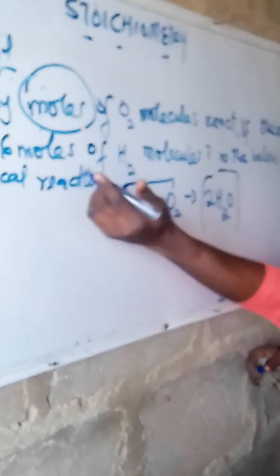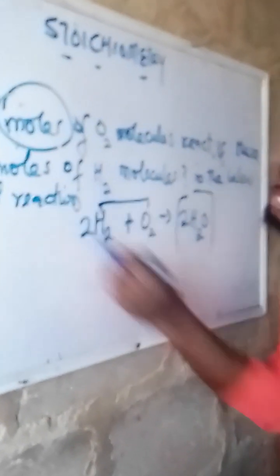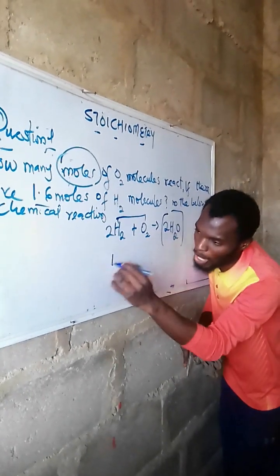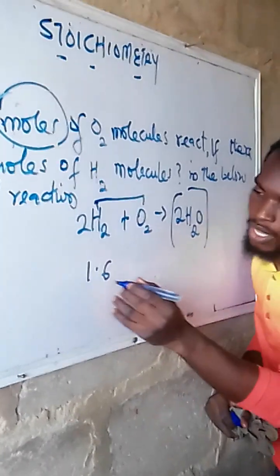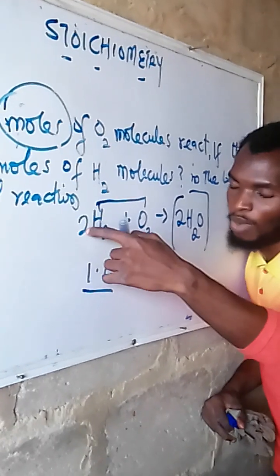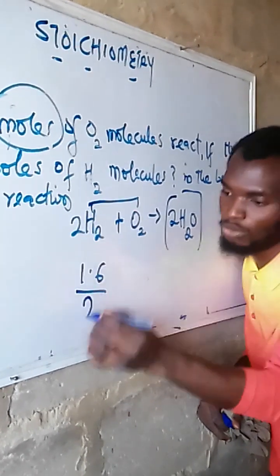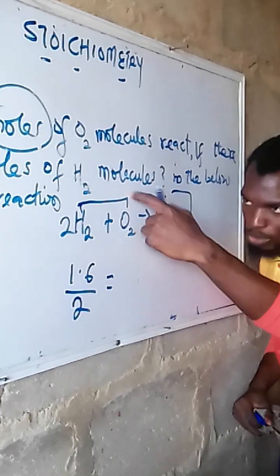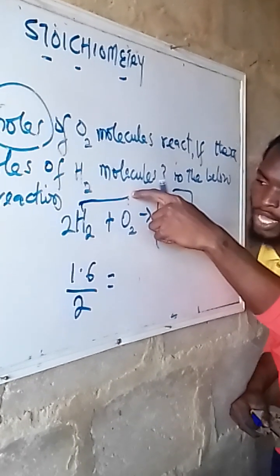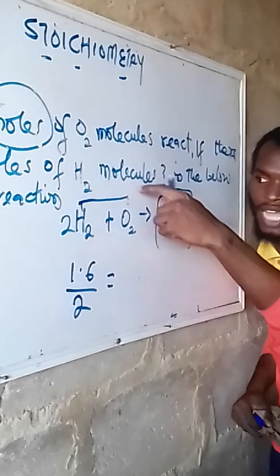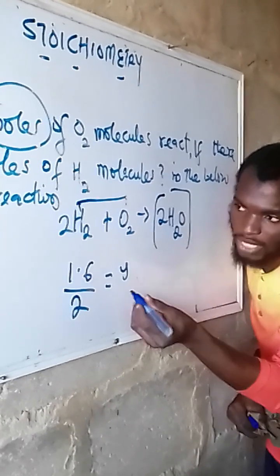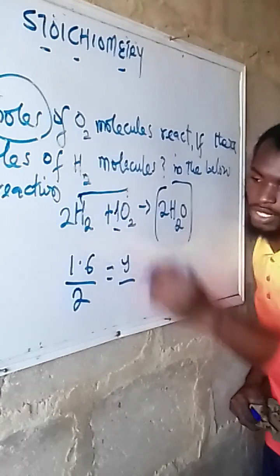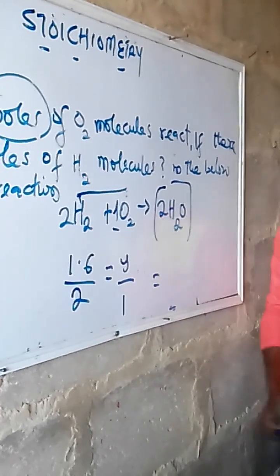Now, where is the moles of given? Which is 1.6. And this is the given. All you need to do, just write it on top. Or you write it like this. 1.6 divided by, what is the coefficient of that given? 2. Very simple. Equals to. Right. Do we know the moles of the desired? No. Put Y here. Or X. Or G. Any way you want to. Divided by, what is the coefficient of the desired? 1. Divided by 1. Then you get your answer.